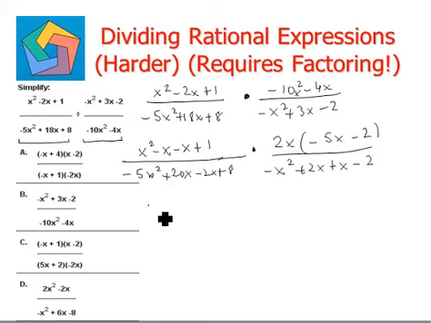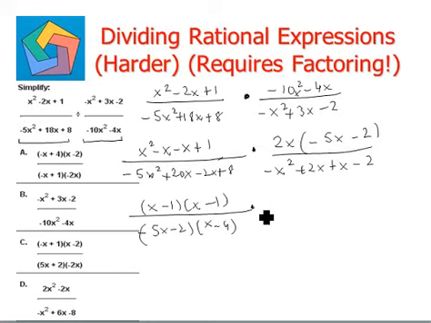The first numerator becomes x minus 1 times x minus 1. In the denominator this can be factored as negative 5x minus 2 times x minus 4, times 2x, negative 5x minus 2 as it is. In the denominator we are left with negative x plus 2 times x minus 1.